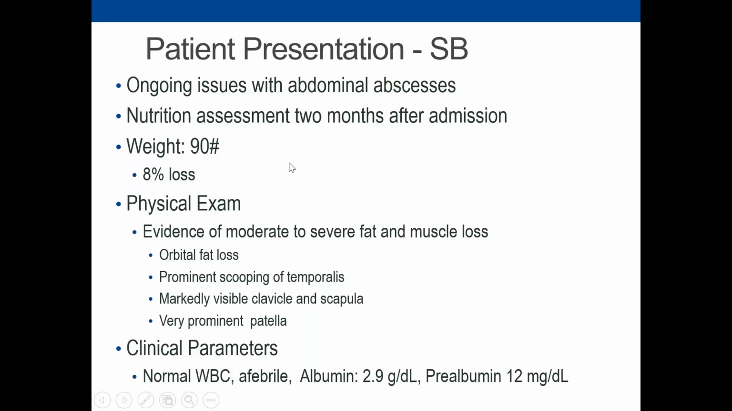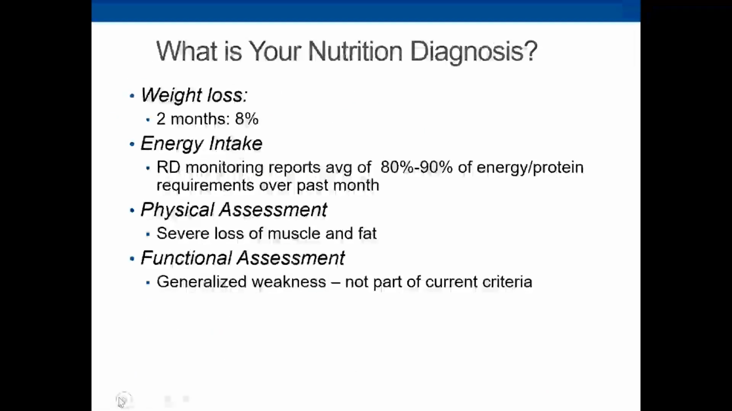We did another nutrition assessment 2 months after admission. Her weight had dropped down to 90, representing an 8% loss. You can see from a physical exam perspective, she was showing signs of moderate to severe fat and muscle loss. She had a normal white count and was afebrile, but her visceral proteins were still below normal.